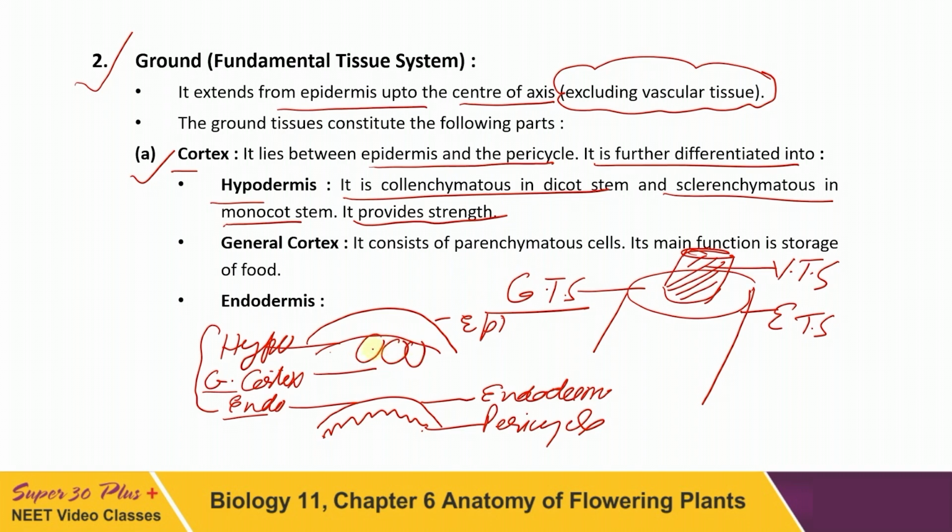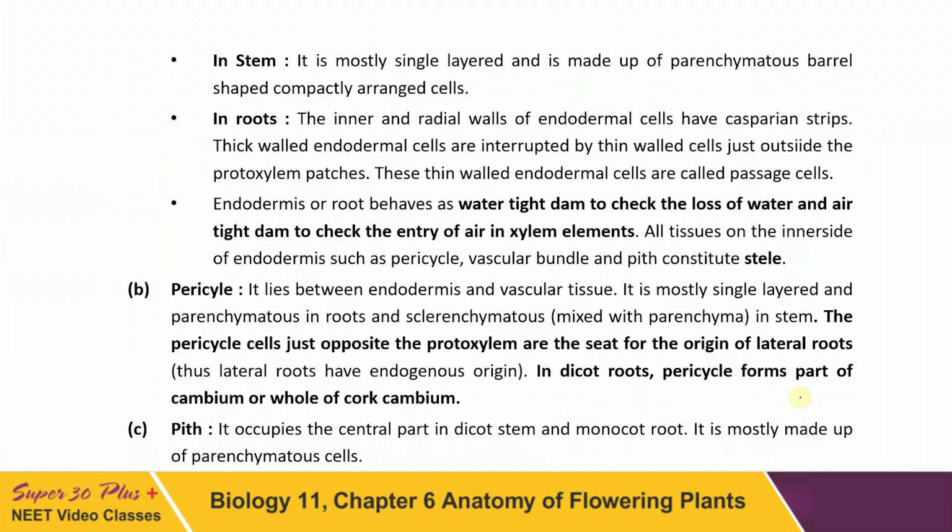You know that we have to make the diagrams here. These are the parenchymatous cells like this, and this is the general cortex. Endodermis is one of the important layers. This is the endodermis. You have to see the detail of this endodermis. In case of stem, it is single layered, made up of parenchymatous, barrel shaped cells. These are like this, barrel shaped cells, and these are compactly arranged.